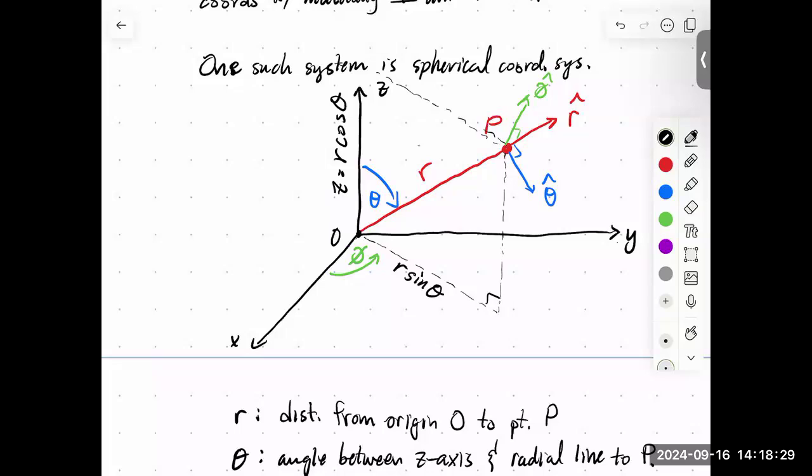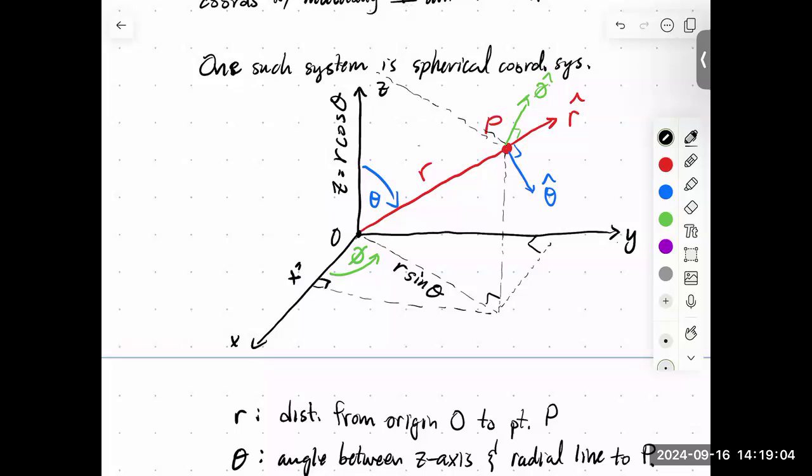What about the x coordinate? If I draw a dashed line here, now what I have is this is supposed to be a perpendicular. And I can use those. So this x distance is what? This position is adjacent to the angle phi, and r sine theta is the hypotenuse.